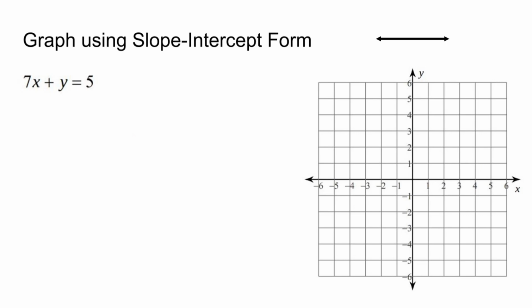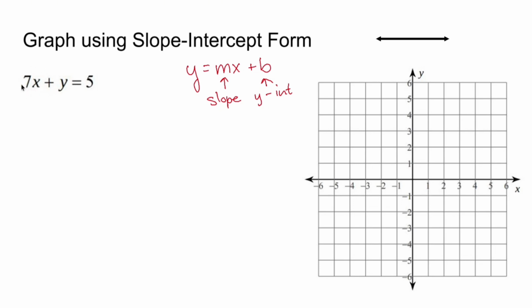Graph using slope-intercept form. Well, this is not in slope-intercept form. Not yet. Slope-intercept form is y equals mx plus b. Now, the reason why slope-intercept form is so useful is once you have y all by itself, the number in front of the x is your slope, and the number floating around not attached to x is your y-intercept. So what I need to do is I need to get this into y equals mx plus b form before I can graph it.